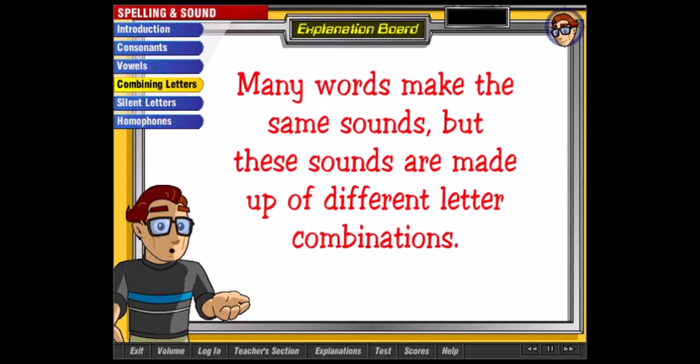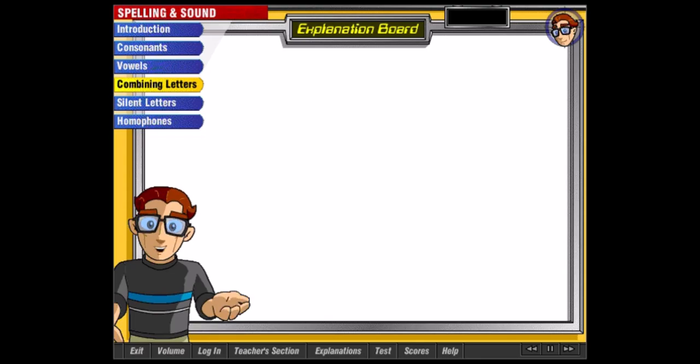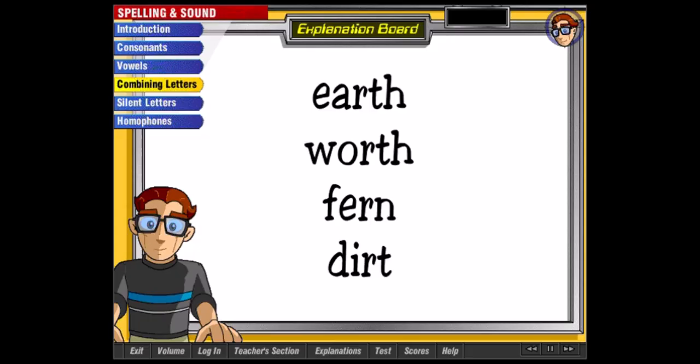Similarly, many words make the same sounds, but these are made up of different letter combinations. For example, if we take the words earth, worth, fern and dirt, we'll see that the same sound is created by very different combinations of letters. All make the same vowel sound, but this is made from the letters EAR, OR, ER and IR.